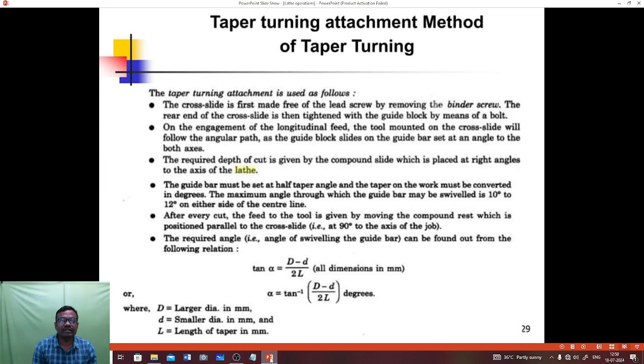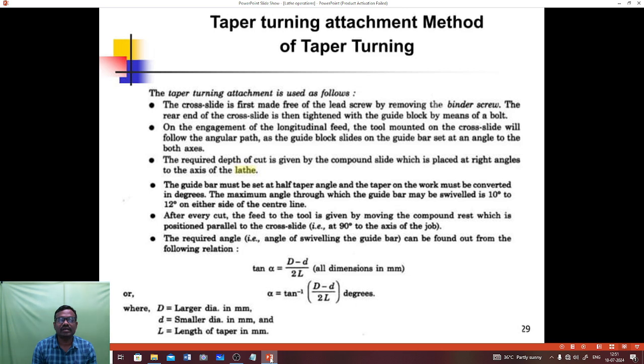The taper turning attachment is used as follows. The cross slide is first made free of the lead screw by removing the binder screw. The rear end of the cross slide is then tightened with the guide block by means of a bolt. On the engagement of the longitudinal feed, the tool mounted on the cross slide will follow the angular path as the guide block slides on the guide bar set at an angle to the lathe axis. The required depth of cut is given by the compound slide which is placed at right angles to the axis of the lathe. The guide bar must be set at a half taper angle and the taper on the work must be converted in degrees.